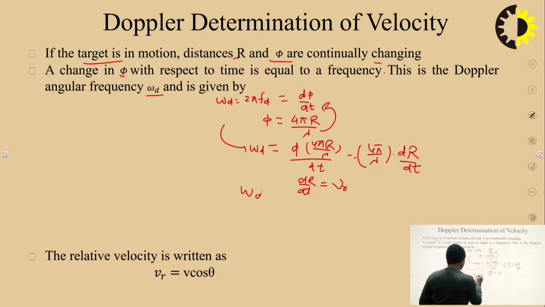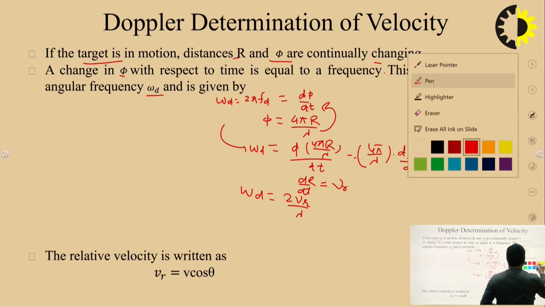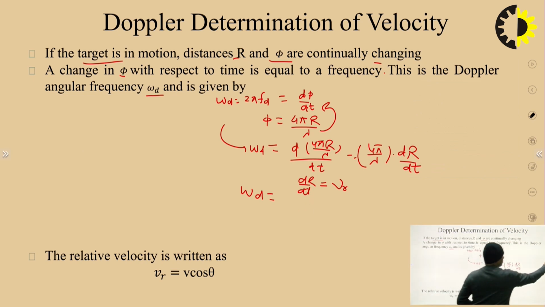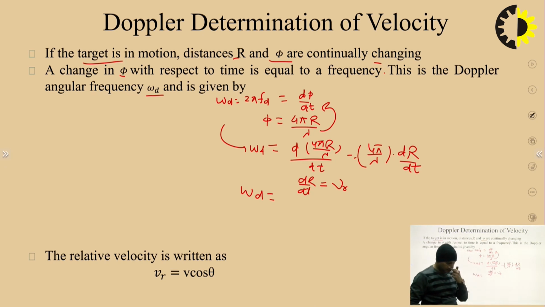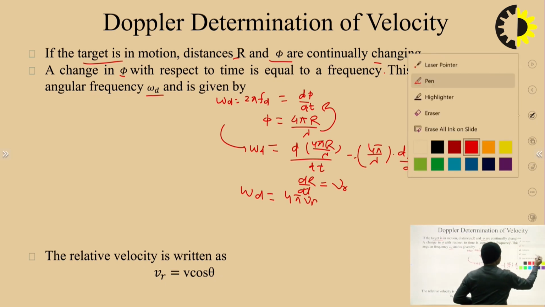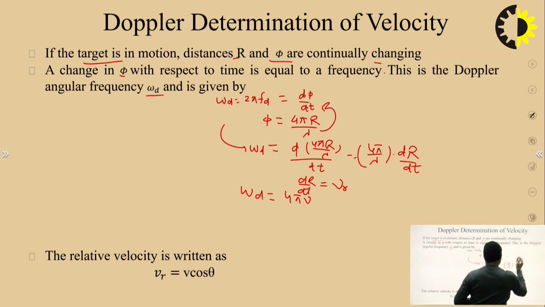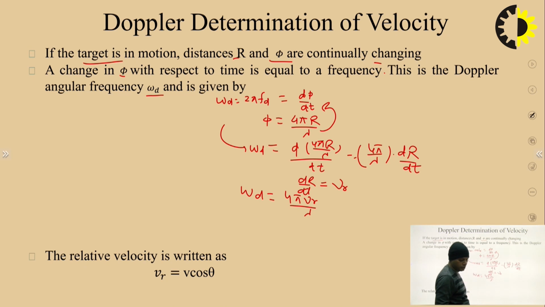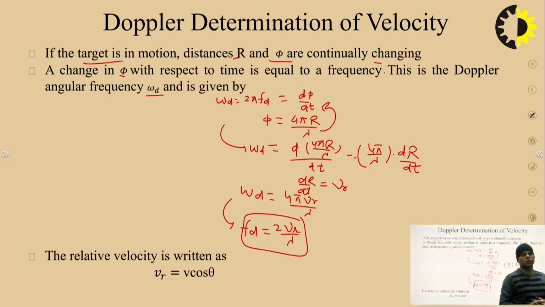So this omega d will become 4 pi into VR by lambda, when we put this value dr by dt is equal to VR. So the frequency value FD is equal to 2 into VR by lambda. So this will be the Doppler frequency for any moving target.